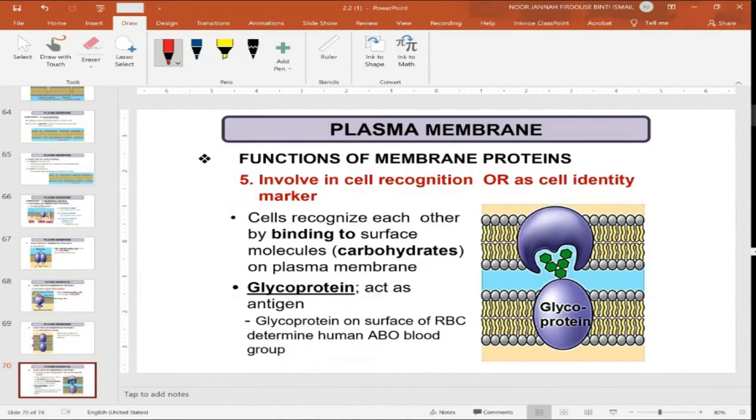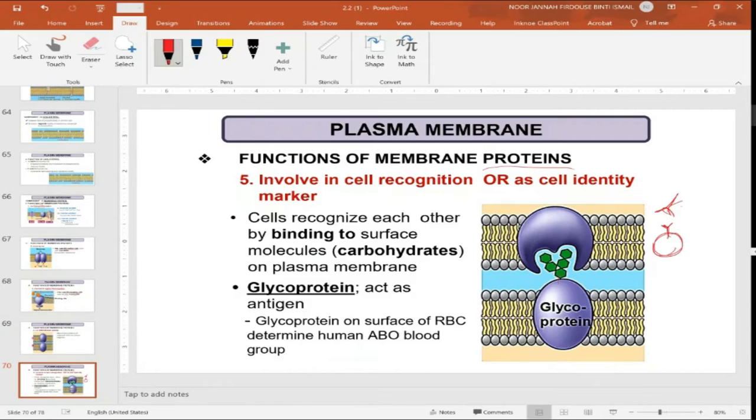Jadi itulah fungsi protein. Glycoprotein ini, dengan ada karbohidrat dengan protein ni, dia dah hasilkan satu maklumat yang spesifik untuk sel itu. Jadi kalau ini sel darah merah, dia ada antigen di sini. Kalau antibody jumpa sel darah kita sendiri, dia akan kenal lah. So this is what we call as identity marker.